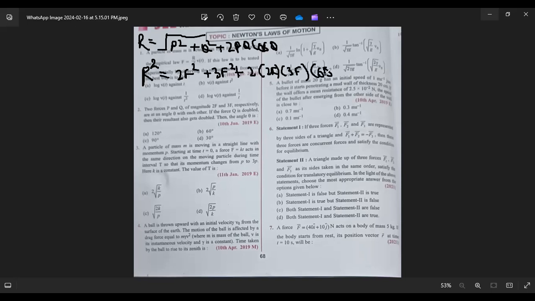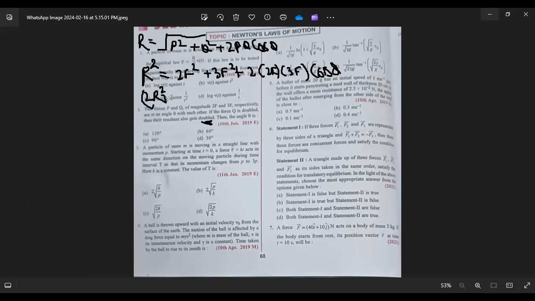Here it is written as force, angle theta is given, so we write cos theta. After that, if we solve this, r square. Here you can see if the force Q is doubled, then the resultant is also doubled. See here, Q is double and the resultant is also double. So here we write 2r square, because the resultant is double.